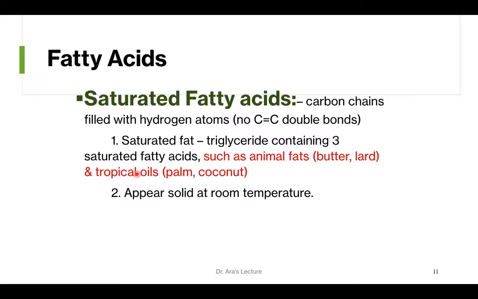Also, it appears solid at room temperature. Sometimes if we cook red meat, especially for a long time, we can see yellow fat floating, and if we keep it at room temperature or lower, you can collect those fats. Those are actually saturated fatty acids. We also know butter and coconut oil can be solid at room temperature or low temperature.